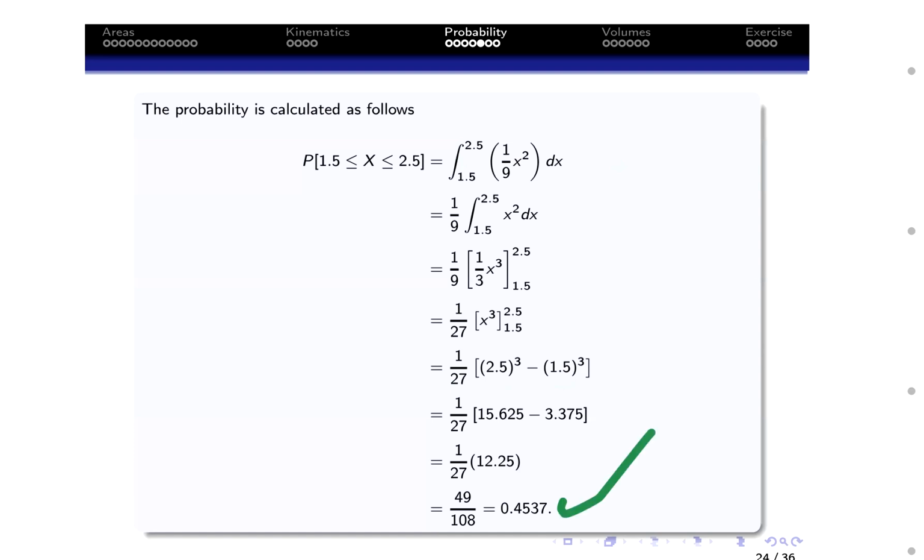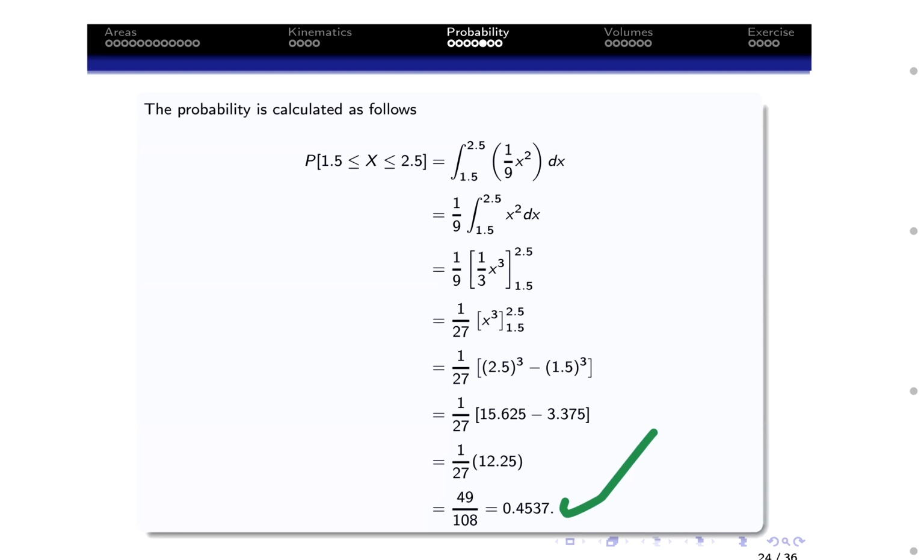So if you're an investor and you have those details, it means the chance that you're going to make a profit between 1.5 and 2.5 is actually almost half. That's 0.4537. And some of these things are actually used in finance, right? So you can be more methodical even in your investments.